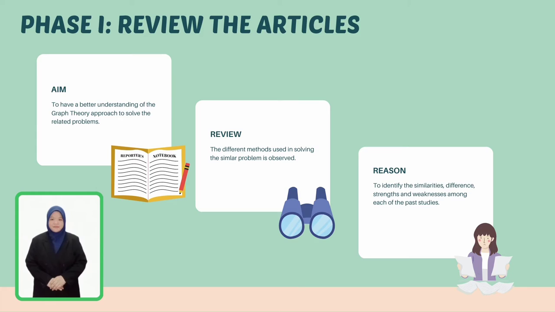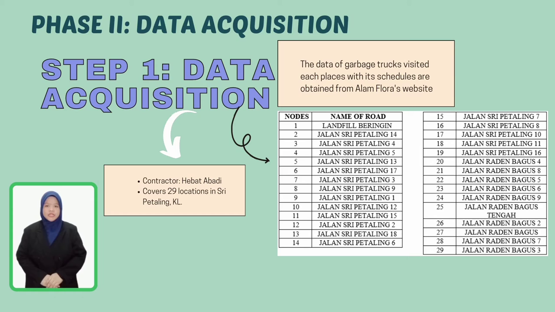Phase 2: data acquisition. For step 1, we obtain the data of the garbage truck schedule which covers 29 locations in Cheras from Alam Flora's website. This figure shows the nodes and names of the routes used in this study.